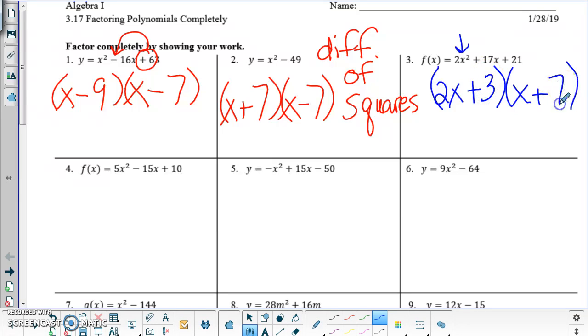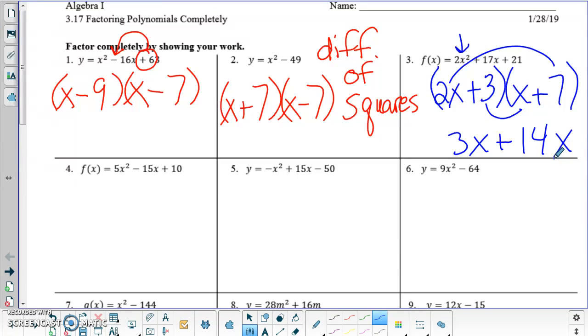But now we have to check. The inners and the outers have to make 17x. So the inners are 3x. The outers make 14x, and that does add up to 17x, so I'm done.